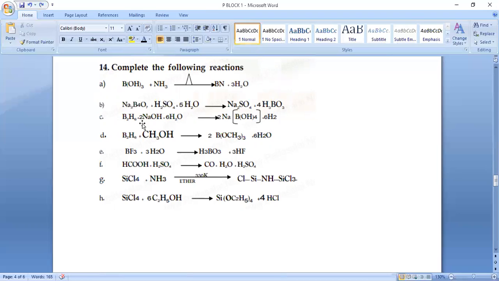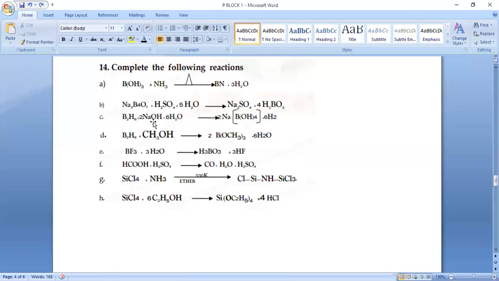Next, the second one: Na2B4O7, that is borax. H2SO4 is sulfuric acid, H2O is water. We are reacting and adding everything, and we get Na2SO4, that is sodium sulfate, and H3BO3, that is boric acid. Next, B2H6, that is diborane, reacts with alkali and water.